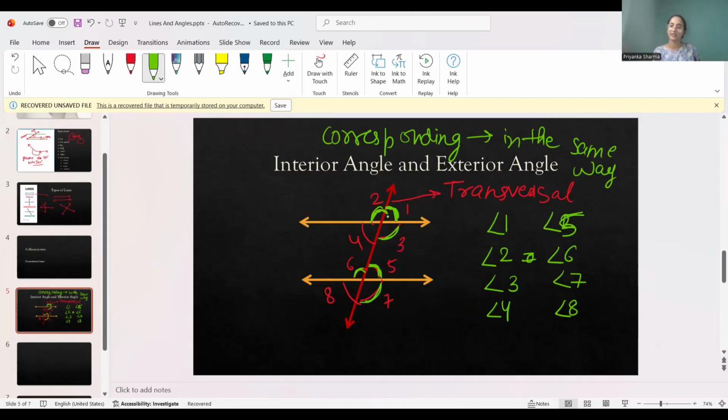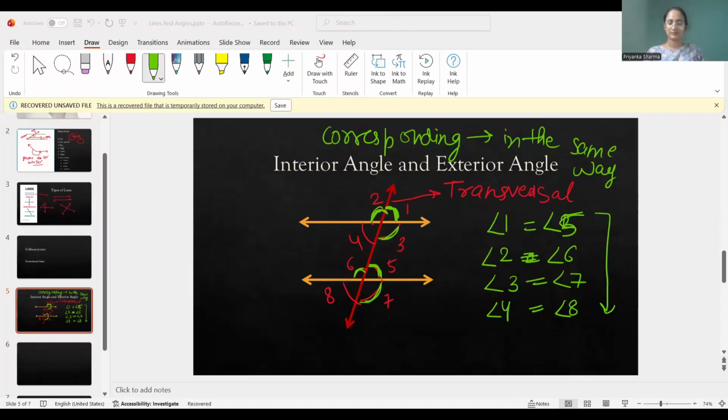Angle 1 and angle 5 are corresponding angles to each other. Angle 2 and angle 6 are corresponding angles to each other. In the parallel lines which are cut by the transversal, these corresponding angles are equal to each other. We will learn about this proof, but we have to understand that if we have two parallel lines and one transversal, then in the two parallel lines which are cut by a transversal, the corresponding angles are equal to each other.